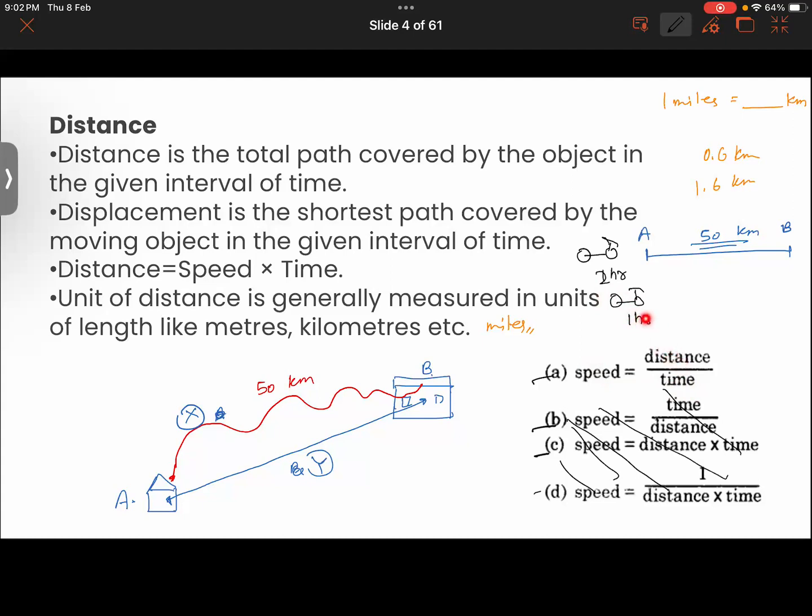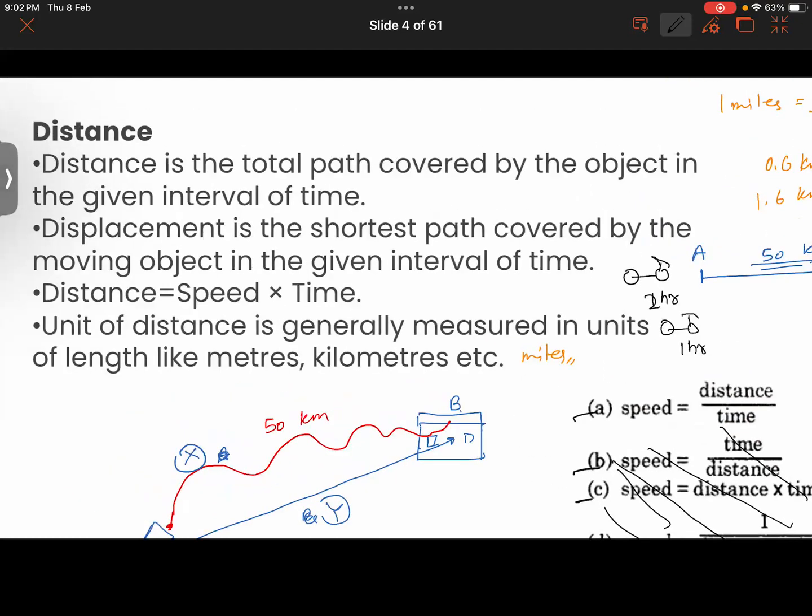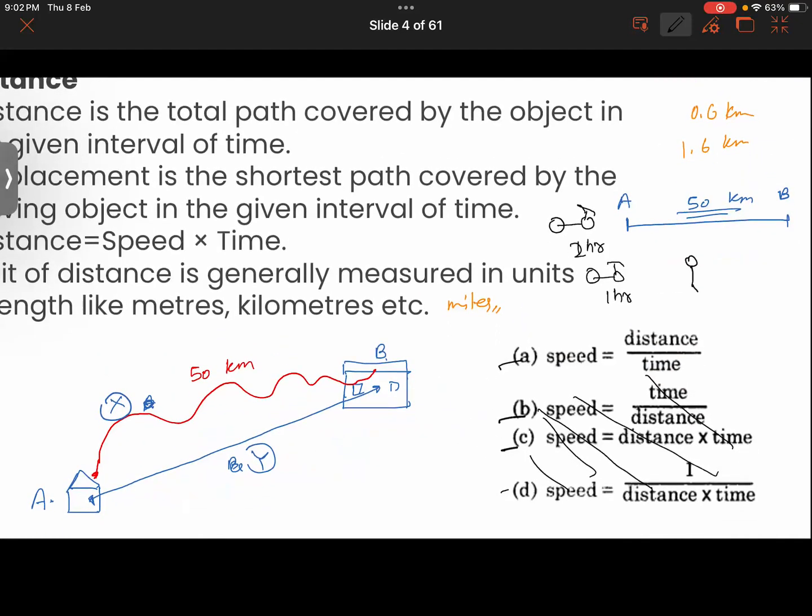Or suppose you try to walk a marathon of 50 kilometers, right now. You might take several hours, you might take 8 hours, for example, or more than that. Getting it now? So if the time increases, the speed will be decreasing. Getting it now?